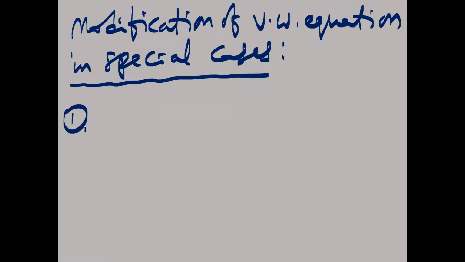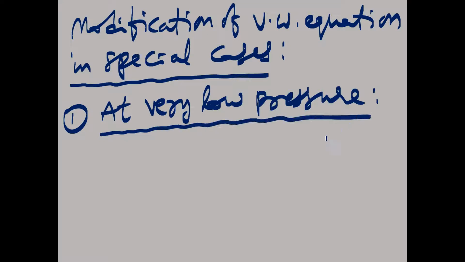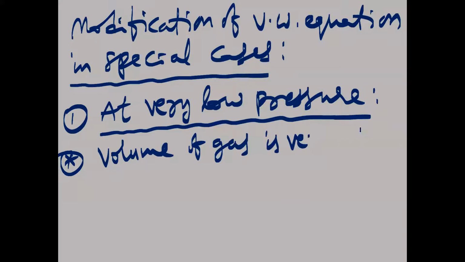The first special condition we are taking here is at very low pressure. At very low pressure, how does the van der Waals equation for 1 mole change? When pressure is very low, the volume is very large. So the first condition we have taken is at very low pressure, the volume of gas is very large.